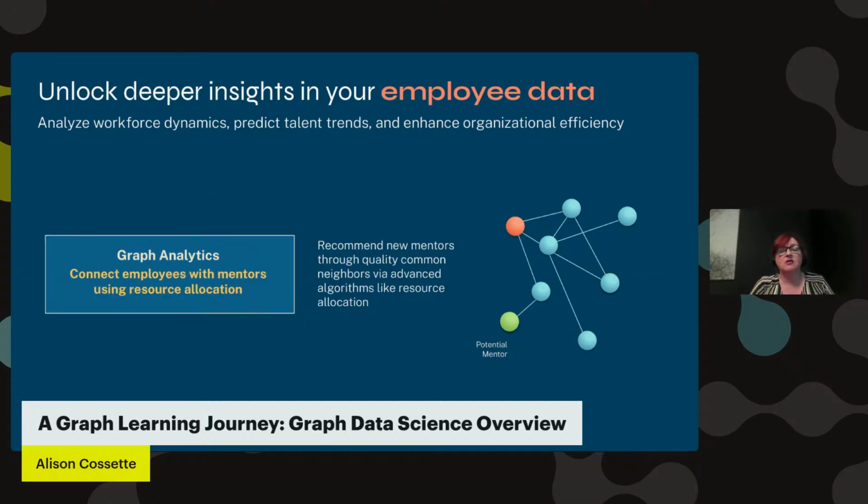But one of the things that we can do is make it much more sophisticated. So rather than something simplistic, we can say recommend a new mentor through quality common neighbors via advanced algorithms like resource allocation. So you can think, maybe Ari's a good mentor for me because he's been in my role before. We have some overlapping skills. And when I look at the promotion cycle, his current role is one of the potential upstream roles for me. So there's lots of different ways that we can look to enhance organizational efficiency as well.